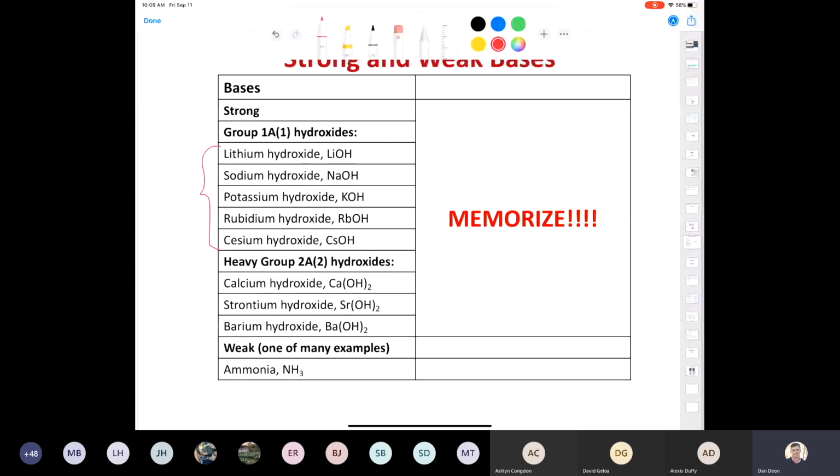Now, this is something that Dr. Diaz put in here one time. He said weak, one of many examples. There are literally thousands of examples of weak bases out there, probably millions, okay? One that you should be familiar with is ammonia. Ammonia is what's found in Windex, for example, and many other household cleaners. So you should know the common name, ammonia, and you should know that it is a weak base, okay?